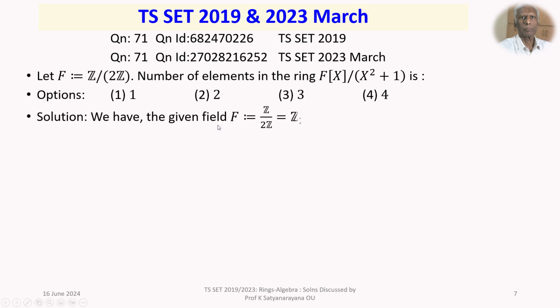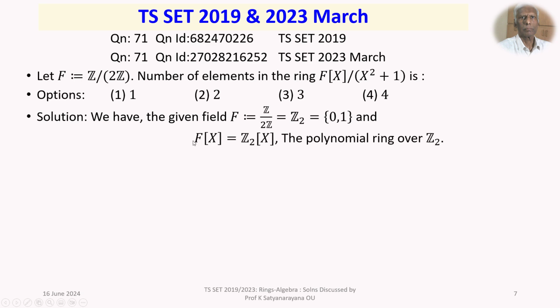We have the given field. The field is F equal to Z by 2Z, that is Z2, consisting of 0 and 1. Under addition modulo 2 and multiplication modulo 2, it is a field. Great. Now, F[x] means the polynomial ring over the field F, that is Z2[x]. That means the set of all polynomials with coefficients coming from Z2, and this forms a polynomial ring over Z2.